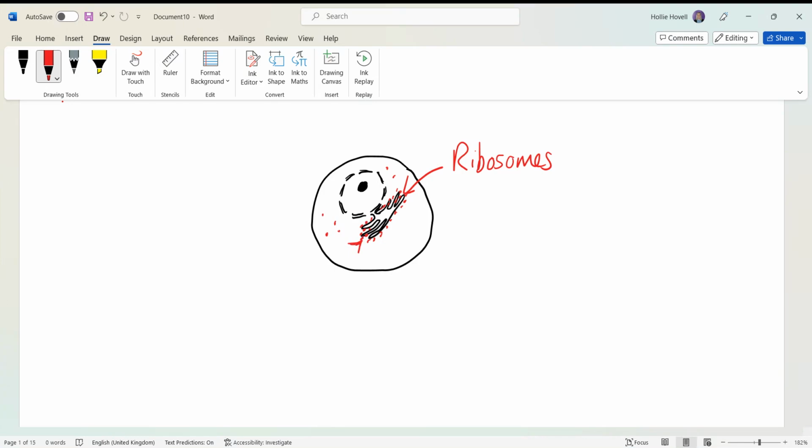When you do arrows, make sure they do touch. You should draw the line of your arrow with a ruler as well. Sorry, it's quicker for me to not, but you should. Which is called the rough ER, which stands for rough endoplasmic reticulum.